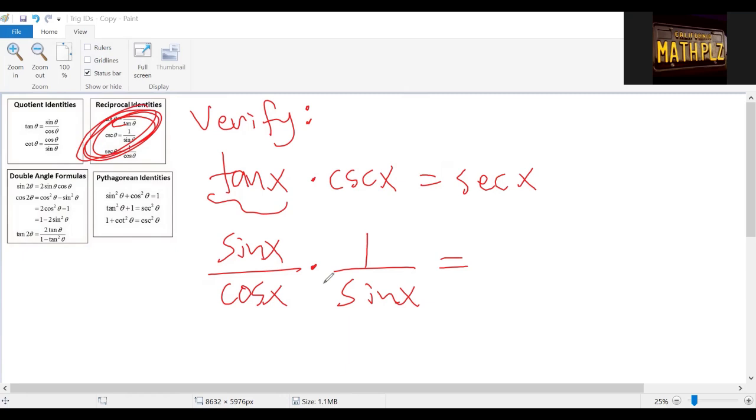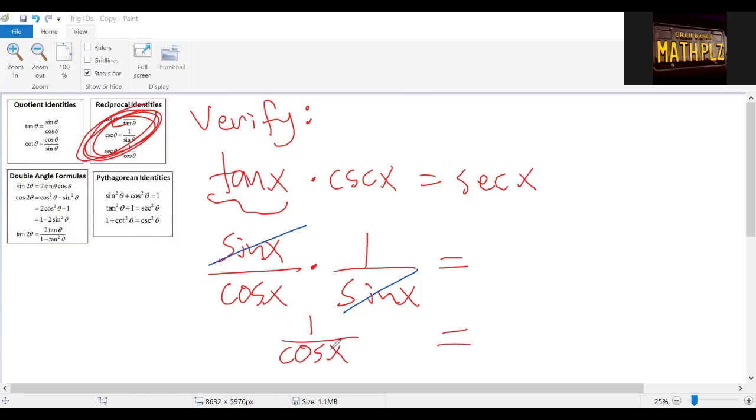Now look here at the left-hand side. What cancels on the left? You can see that sine can actually cancel with sine. So we're left with 1 above cosine of x. That's what we're left with, 1 over cosine of x. Equals, just put the equal sign there.